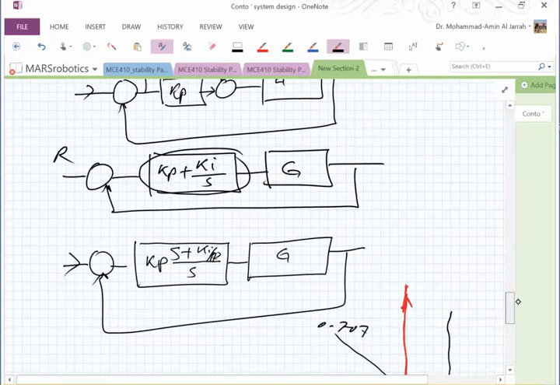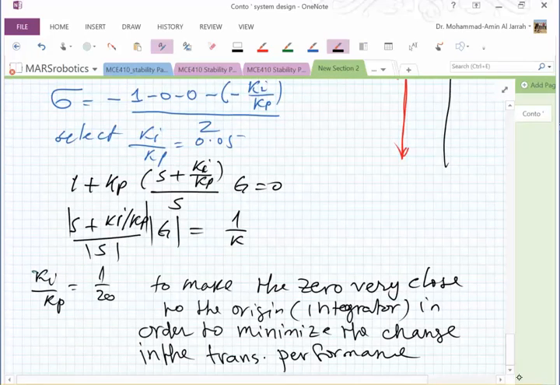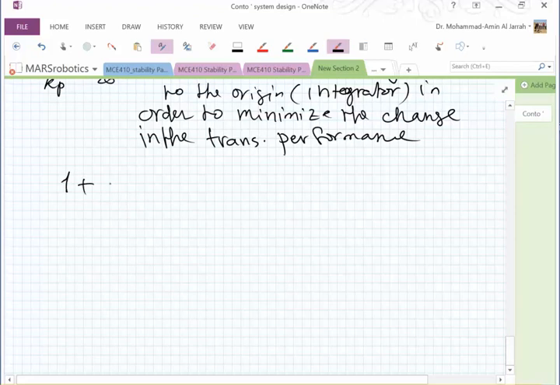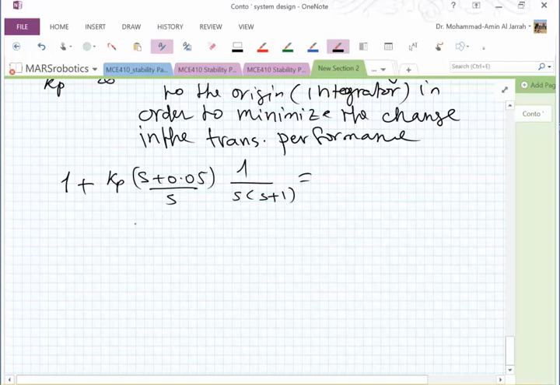Now let us verify the controller. So we are talking about step A. The characteristic equation now is 1 plus Kp times (S plus 0.05) over S times S times (S plus 1). What is the order of the system now, by the way? It's a third order, right? We increased the order of the system by 1. So this is S cubed plus S squared plus Kp S plus 0.05 Kp equals 0. Correct? Yes.